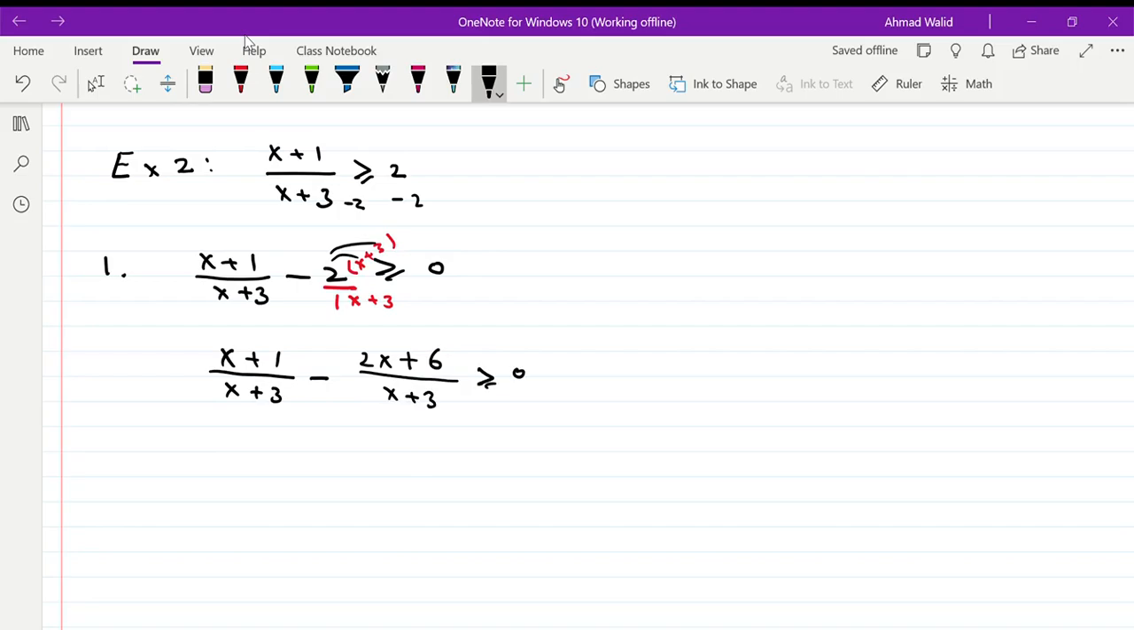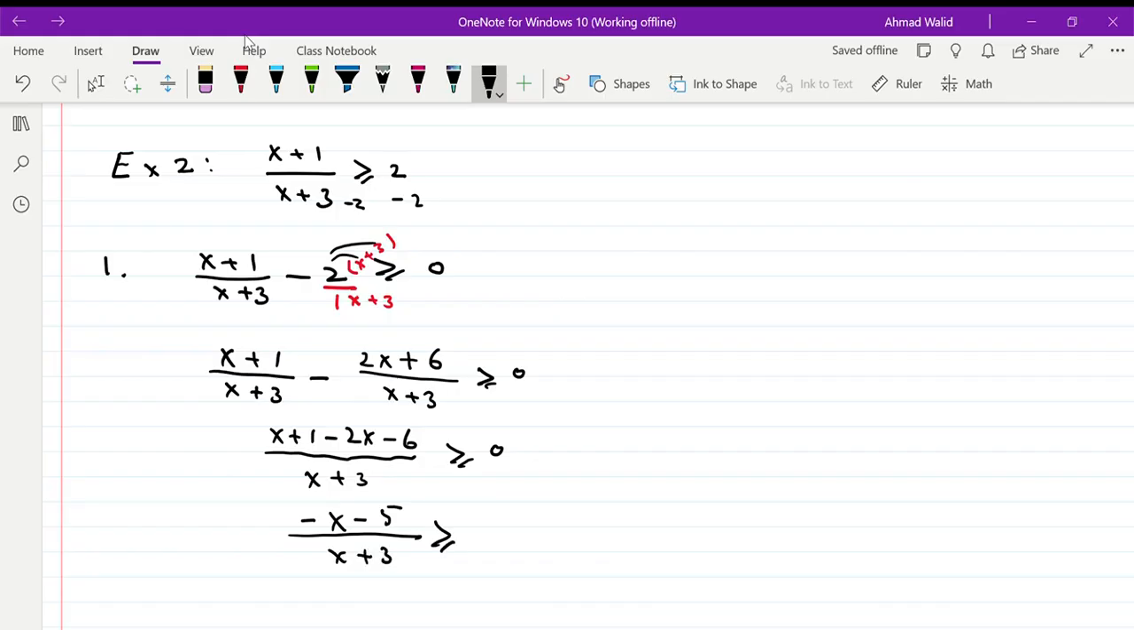0. Now denominators are the same. One of them x plus 3. In the top you have x plus 1. Distribute the negative. Minus 2x minus 6 greater equal 0. Simplify the top. X minus 2x gives you negative x. Positive 1 negative 6 gives you negative 5 over what? X plus 3 greater equal 0. Now, set the numerator equal 0, set the denominator equal 0. Correct? Negative x minus 5 equals 0, solve it, and also x plus 3 equals 0, solve it.